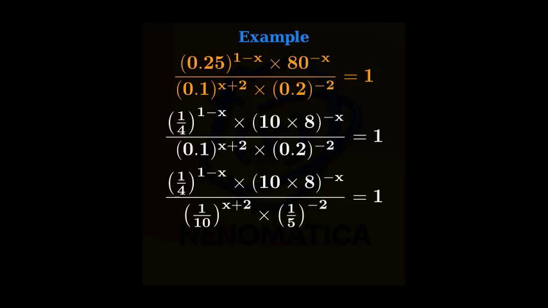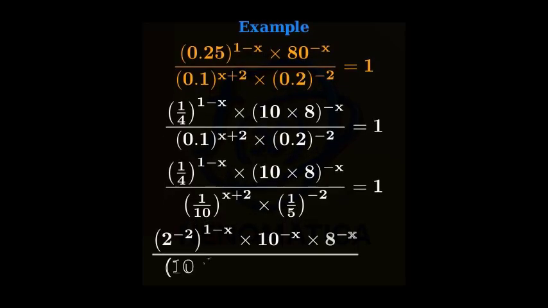Now, let's express all terms using the prime factorization and powers. We know that 1/4 equals 2 to the power of negative 2, since 1/4 equals 1 over 2 squared. 8 equals 2 cubed, and we'll keep 10 as is. The denominator becomes open parenthesis 10 to the power of negative 1 close parenthesis raised to the power of x plus 2 times open parenthesis 5 to the power of negative 1 close parenthesis raised to the power of negative 2. Let's use the laws of exponents to expand and simplify.